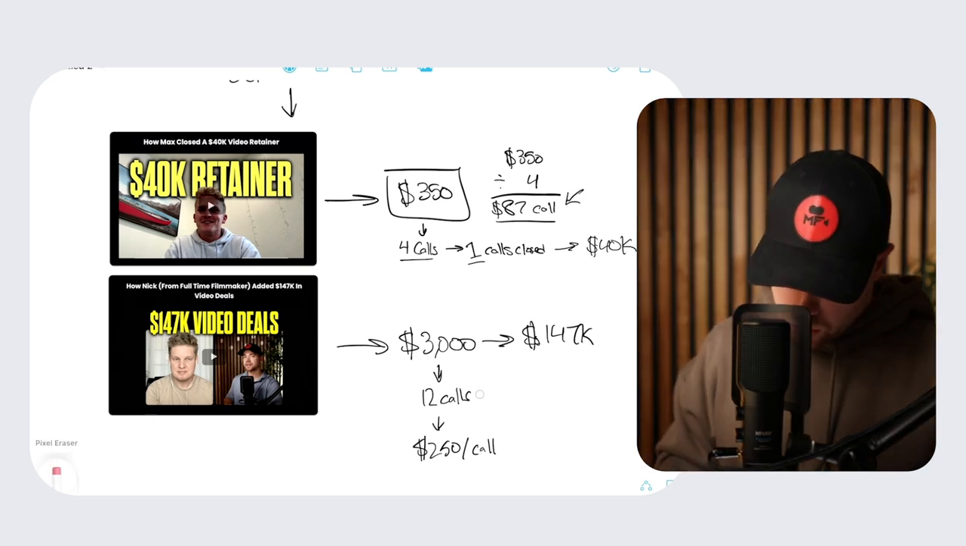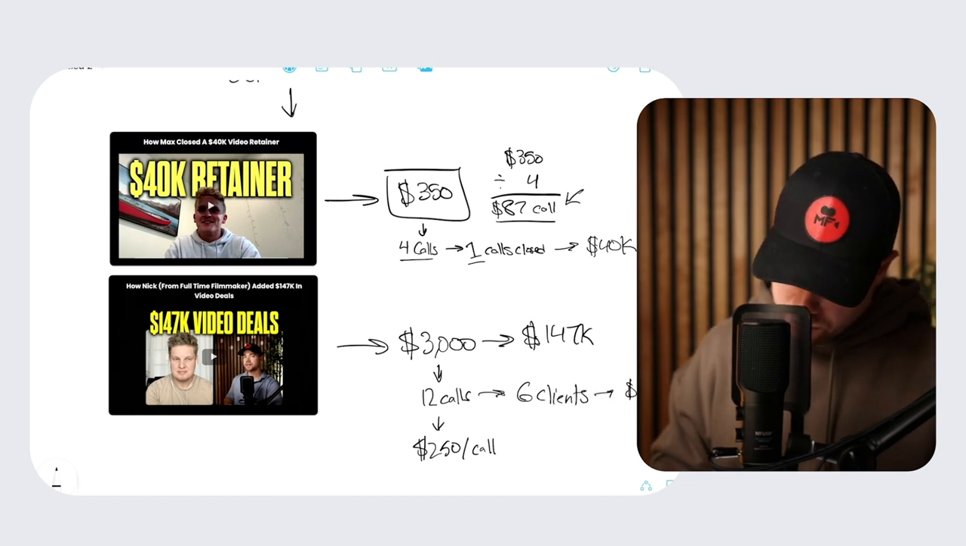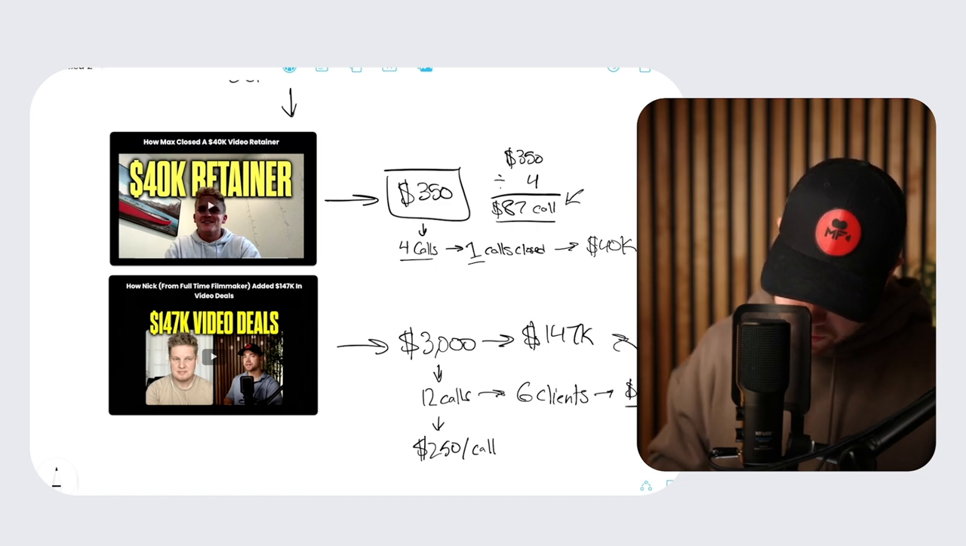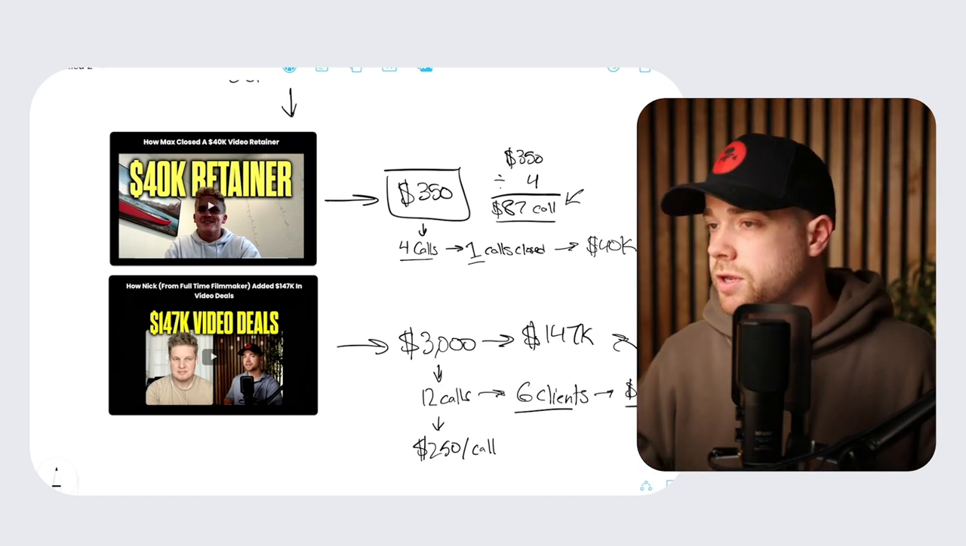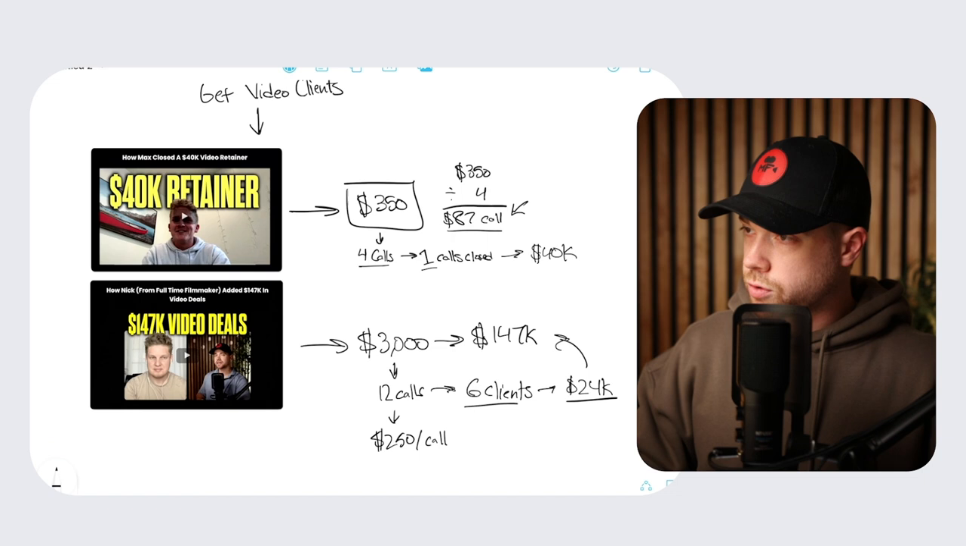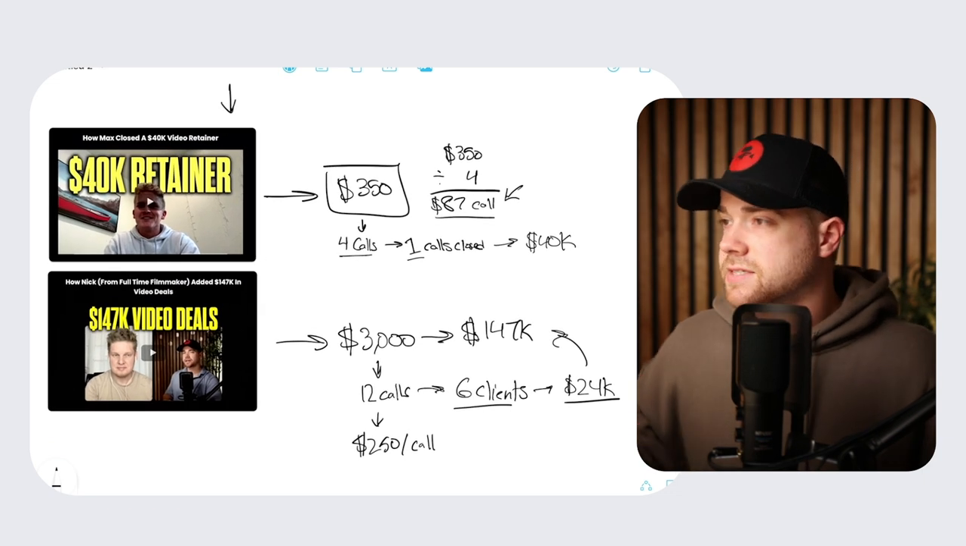And then out of those 12 calls, I believe Nick closed about 6 clients here for an average of $24,000, about $24K each. And so because of that, that adds up to about $147K. And then that is how he's able to repeat that. And he's probably closed more at this point, and he just repeats that action over and over and over again. And then that's the idea, right?